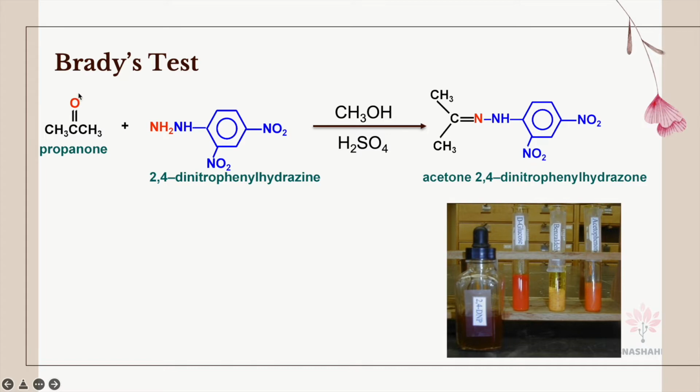We remove this O and H2, that is, remove H2O, so we get C=N, the one that we learned in condensation of ammonia derivatives. This is one of the ammonia derivatives, so the product will be: C=O, the O is removed, the H2 is removed, giving C=N. Attach this C with this N, so C=N, and then copy back whatever you have in here, the dinitrophenylhydrazine. So this is the orange precipitate color.